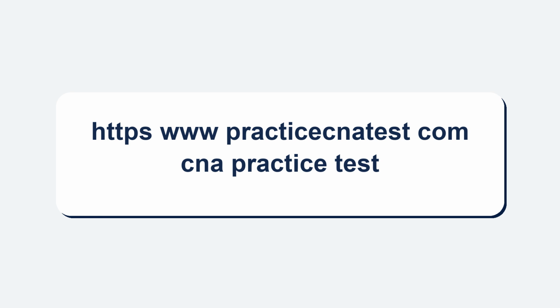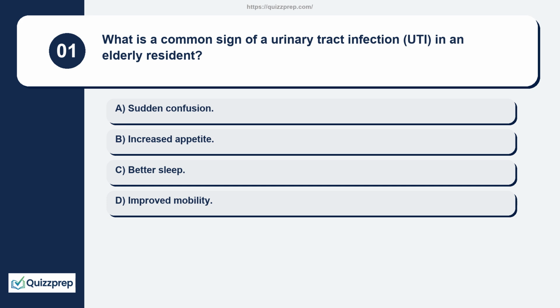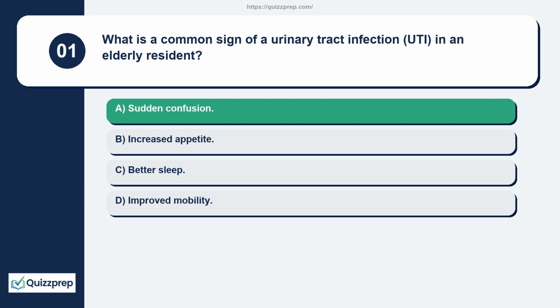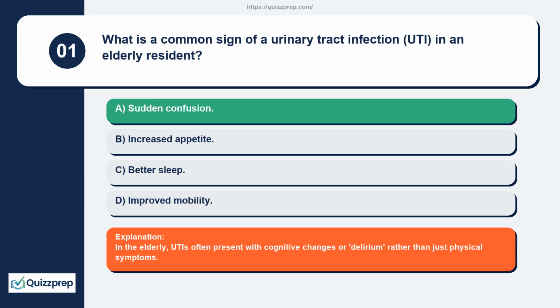practiceignatest.com CNA practice test. Question 1. What is a common sign of a urinary tract infection, UTI, in an elderly resident? Sudden confusion, increased appetite, better sleep, improved mobility. In the elderly, UTI is often present with cognitive changes or delirium rather than just physical symptoms.